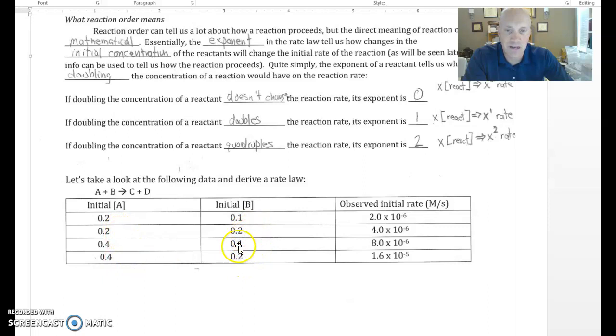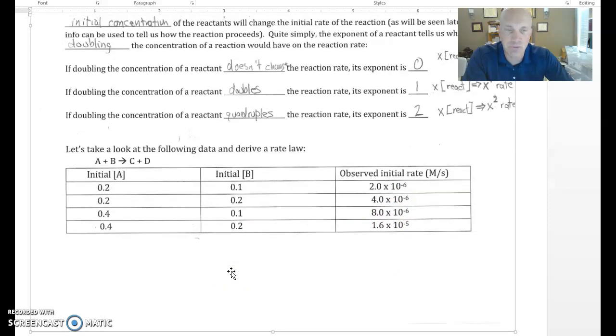Notice that at constant B, if you double A, look at what happens to the rate. It might look a little odd because this number right here is still 4 times greater than this number right here. You have to pay attention to the exponent right there. In the next video, we'll talk a little bit more about the units, and hopefully that makes sense.